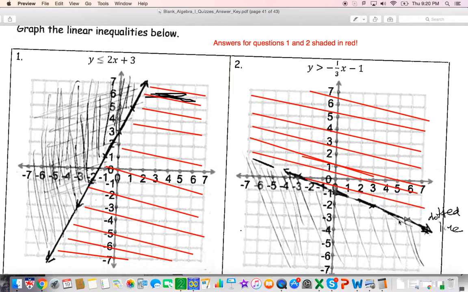And that was a big error a lot of people made. Okay, so once we have that dotted line drawn in, we have to decide which side we are going to shade. And it says y is greater than this. So that means y is above this. Y can be anything on top of that. So that's why we have to shade the red on top.